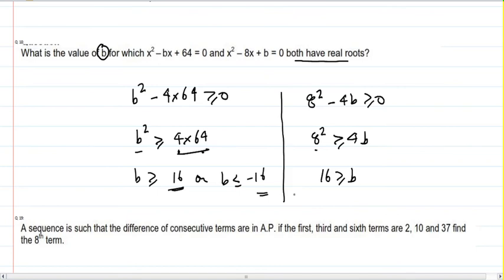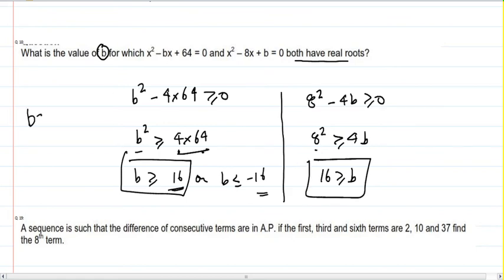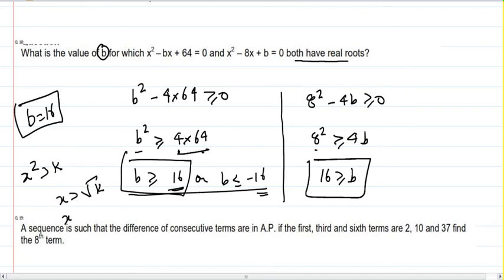So where do I get a common overlap? This one says b is more than equal to 16. This one says 16 is more than equal to b. So the common overlap is b is equal to 16. That was the question. Can you find the value of b for which both have real roots? This part I'll explain one more time. Whenever you have a square more than a number, x will open above the square root positive and x will open below the square root with a negative sign. That is how squares work. That is how inequality of squares work.